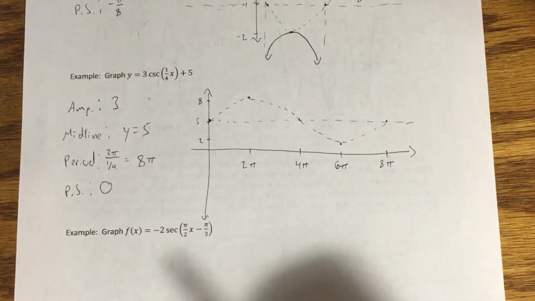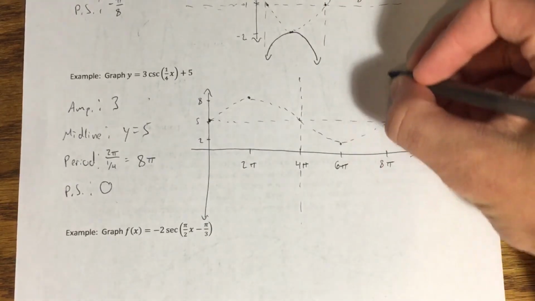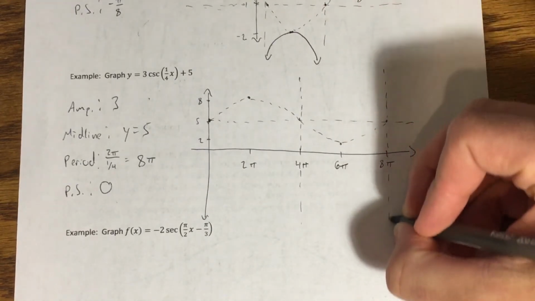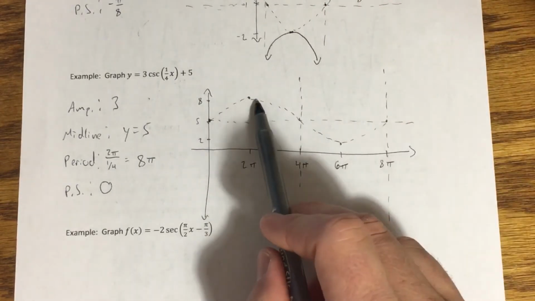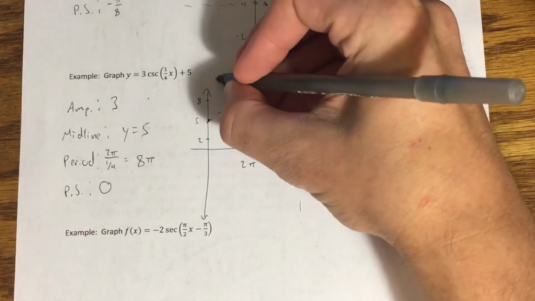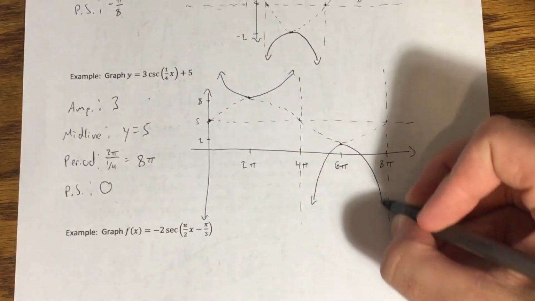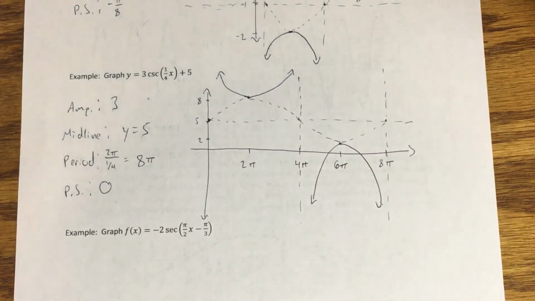One of them is the y-axis, so I'm not going to put a new line through that. One of them shows up here. One of them shows up here. Now, I have a maximum here, so I'm going to have one of those U shapes that approaches my asymptotes. And I have a minimum here, an upside down U shape approaching those asymptotes. And that would be my cosecant graph.